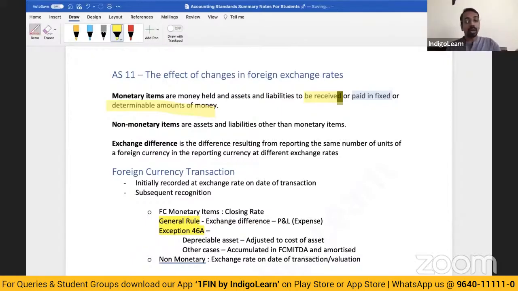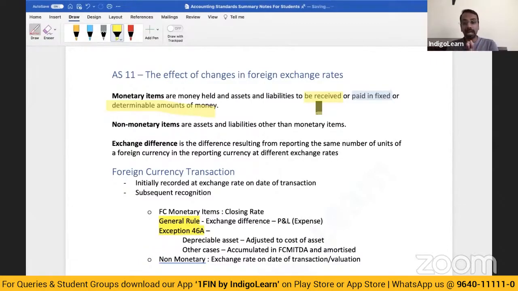Once you sell it, once there is a debtor in place, that becomes a monetary item. Inventory is not a monetary item, it's a non-monetary item. A lot of students get confused here, but you can just note it down that inventory is non-monetary because the amount that you will receive is not fixed and determined. The value keeps on fluctuating till the time you sell that particular item.